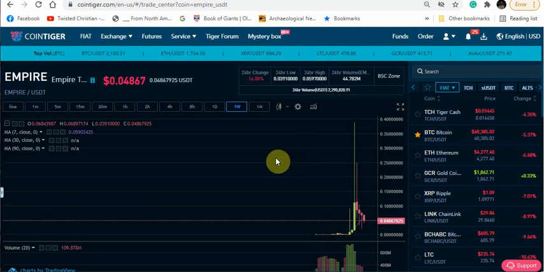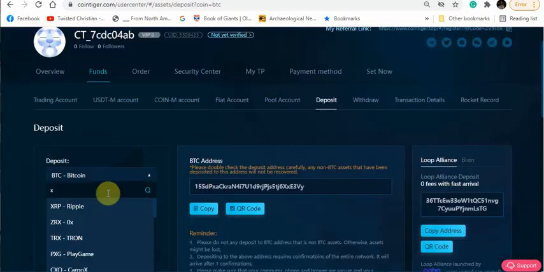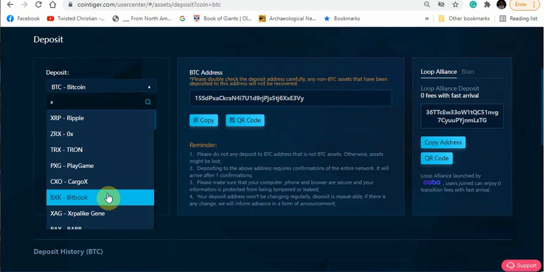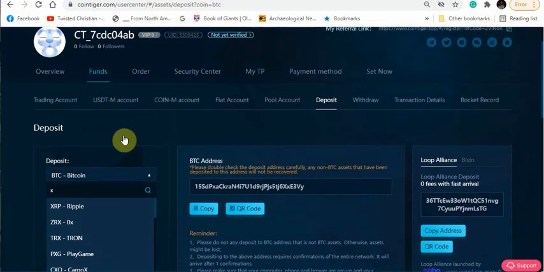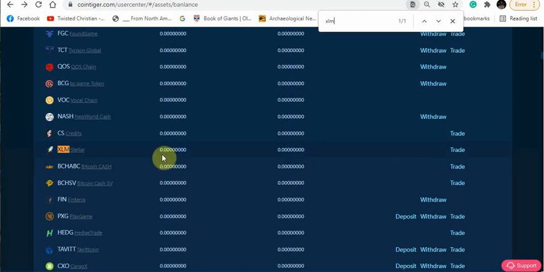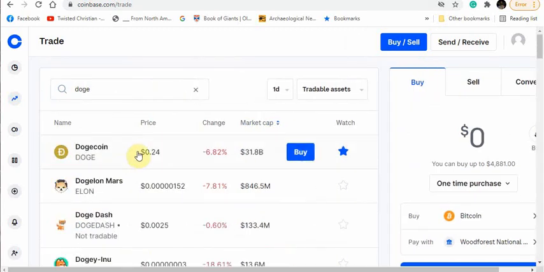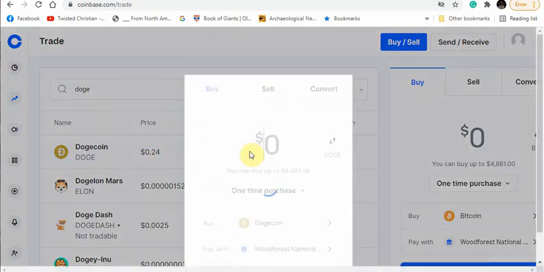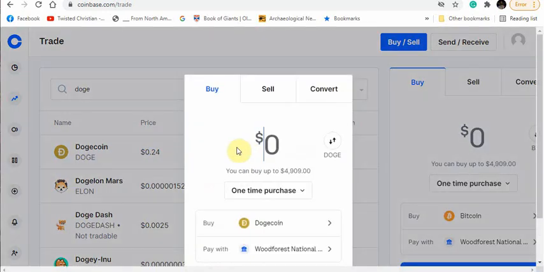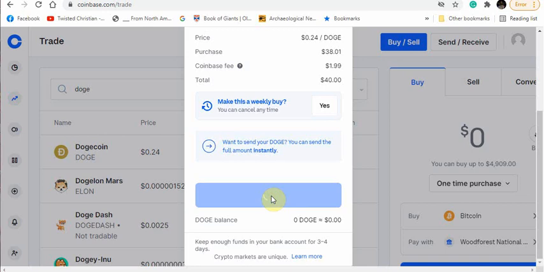All right, now when I do get to Cointiger, there is no XLM, so you cannot transfer XLM. I just don't see it here at all whatsoever. So with Stellar, it looks like you can only trade it, you cannot deposit it at this time. In order to get some more Empire, I have to buy some Dogecoin. So this is just for purposes of showing you guys how to buy this. So Coinbase fee is $1.99.